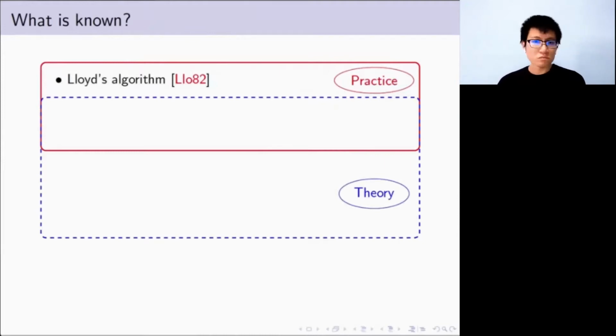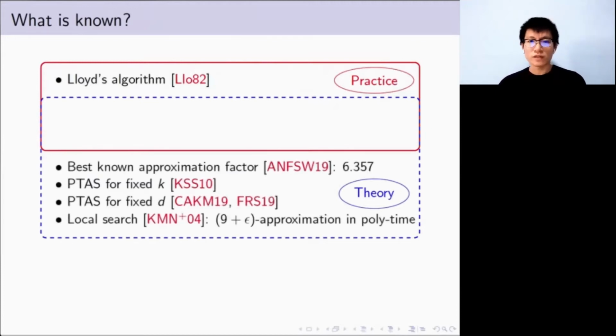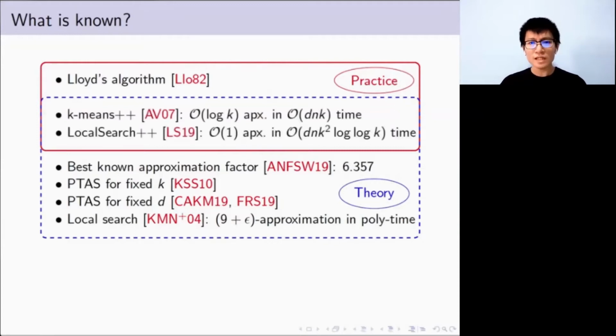And typically, people just run a few initializations and just see what happens. From a theoretical standpoint, the best known approximation factor is 6.357 in the general case, and it is PTAS for fixed number of clusters k or fixed dimension d. There is also a local search algorithm that uses 9 plus epsilon approximation in polynomial time, but it is not practically efficient. In the intersection of theory and practice, we have the k-means plus plus initialization, which we've described earlier.